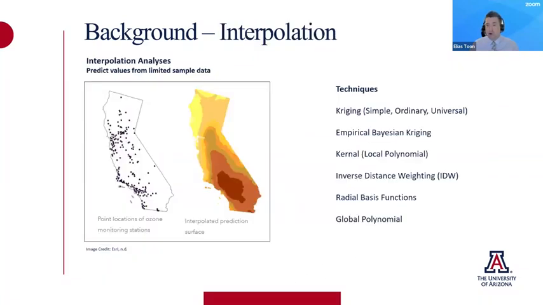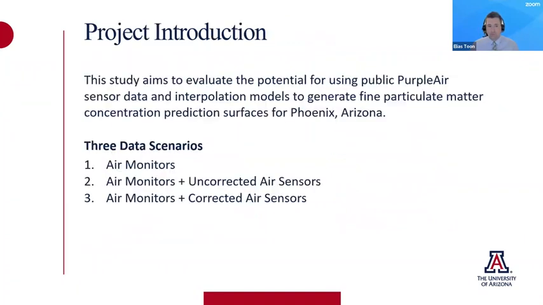Another opportunity to characterize PM2.5 exposure outside just the ambient air quality monitoring network is through interpolation analyses. Interpolation analyses use a limited sample data set to predict values in between those points and create prediction surfaces. Some techniques that can be used are listed here, such as Kriging or inverse distance weighting, and those generally rely upon statistical methods for calculating those values in between the known points.